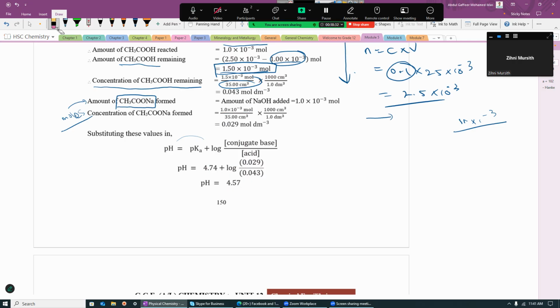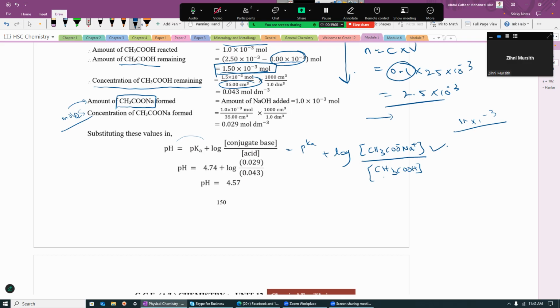Right. So here this is going to be pKa plus log concentration of CH3COO minus Na plus divided by CH3COOH concentration. So we have already calculated the concentration of the salt, that is going to be the conjugate base, right? The salt itself is going to be the conjugate base.